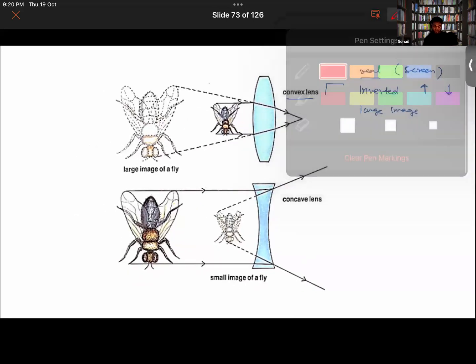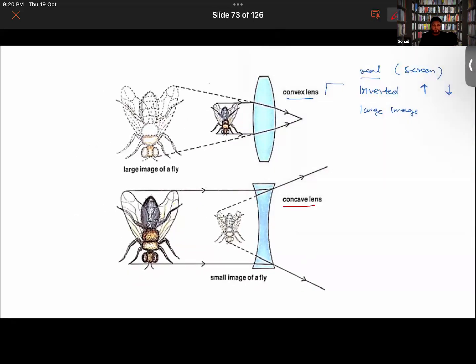Now, shall we discuss the concave lens then? Look at the concave lens. What can we conclude from the given figure here? Look here, this is the image. The first thing that comes to mind is that the image is actually small, right? And then the image here is erect in nature. It will be erect.